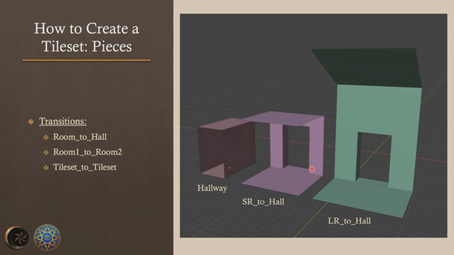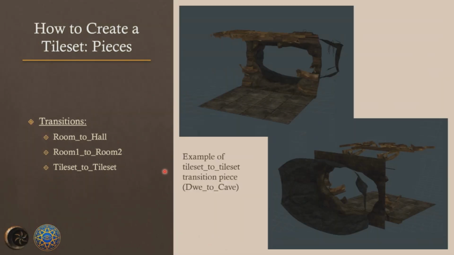It's just a little cutout in a small room wall, and it snaps to the hallway. Same thing for the large room. Transitions can be really interesting. So they can be room to hall, room to a different type of room, or tile set to tile set. So in a Skywind example, again, this is a Dwemer set piece that's also a cave tile set piece. So it transitions from Dwemer to cave.